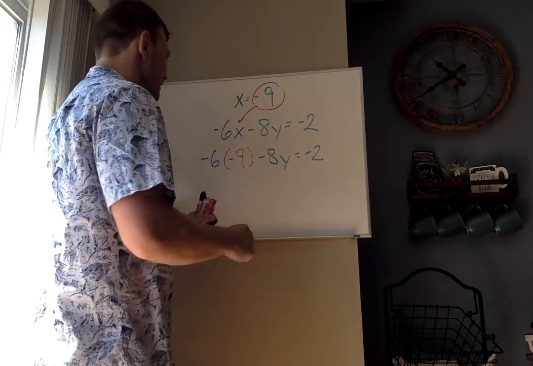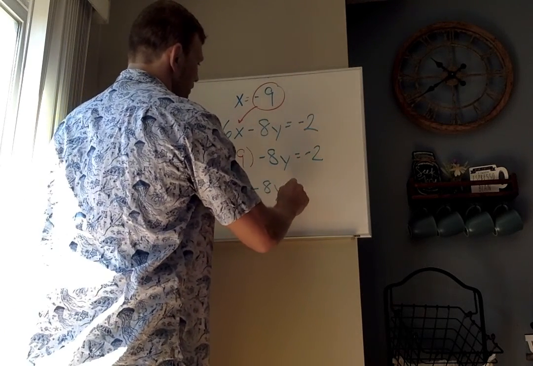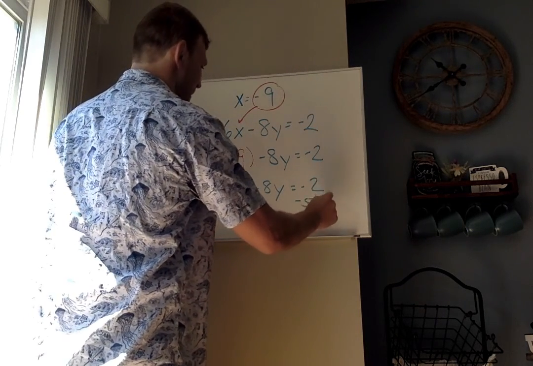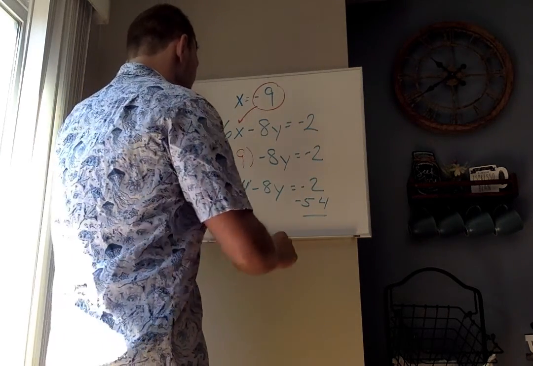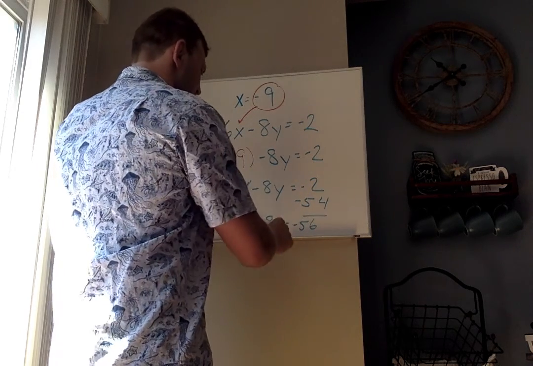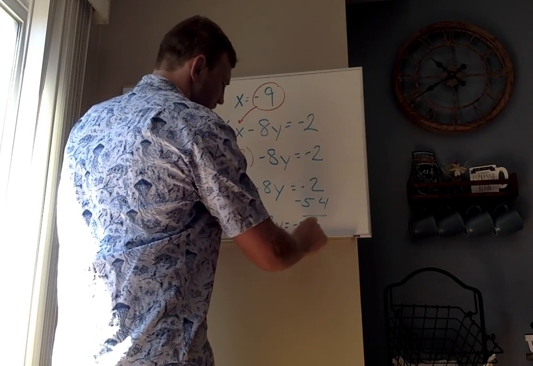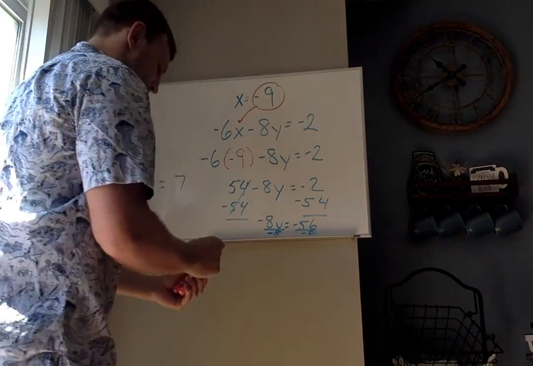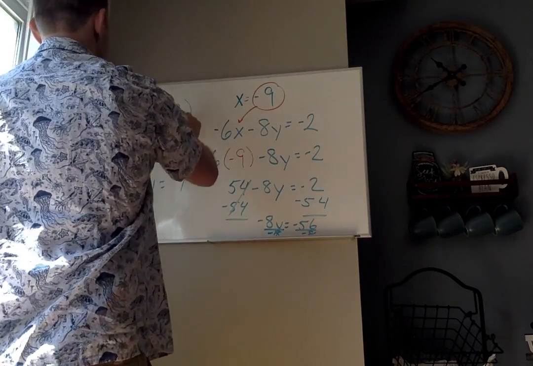I'm going to simplify this out. So 54 minus 8y equals -2. Then I'm going to subtract 54 from both sides. And -8y equals -56. Then I'm going to divide both sides by -8. Sorry, I'm running out of board here. So I'm going to get y equals 7. And now I have my answer, which is -9 and 7.